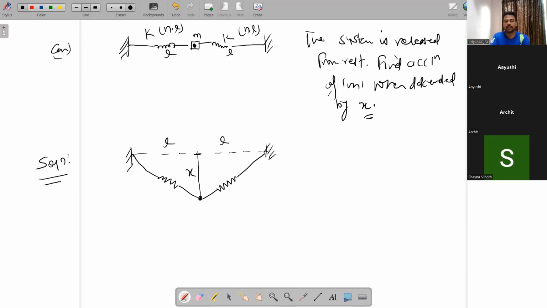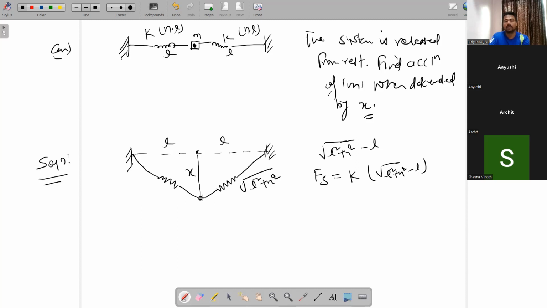This is L, this is L. Now, this distance, using Pythagoras, will be the square root of L square plus x square. So how much is the extension? That will be under root L square plus x square minus L. This should be the extension in both springs, correct? So what should be the spring force? That is spring constant into extension, correct?